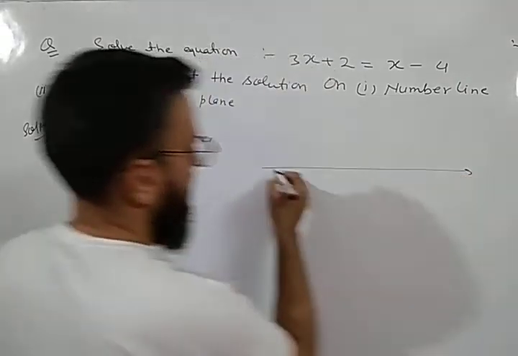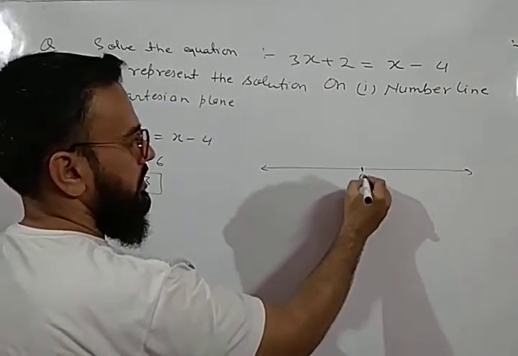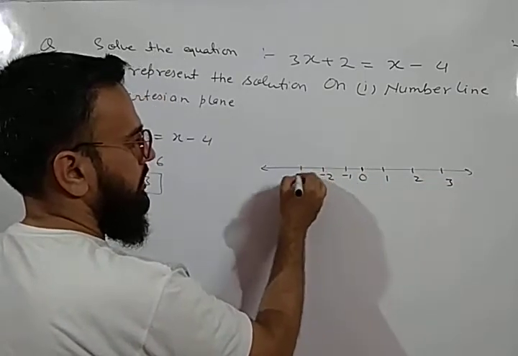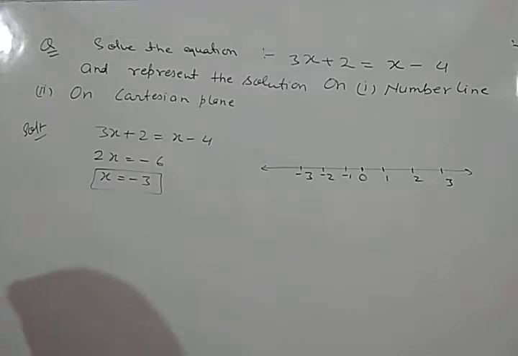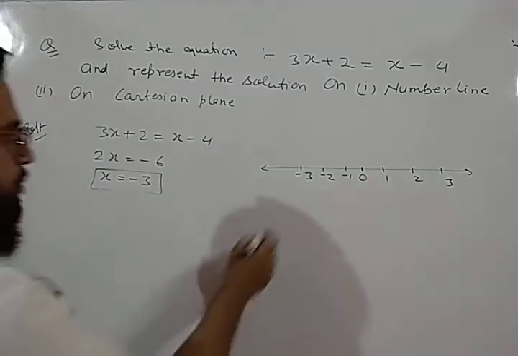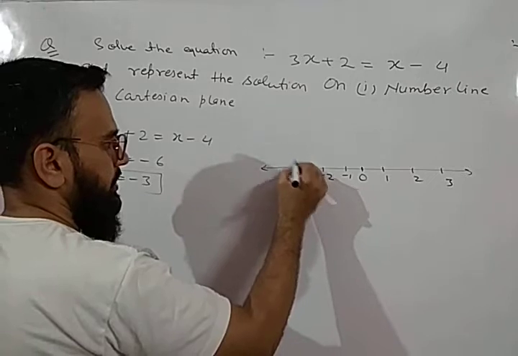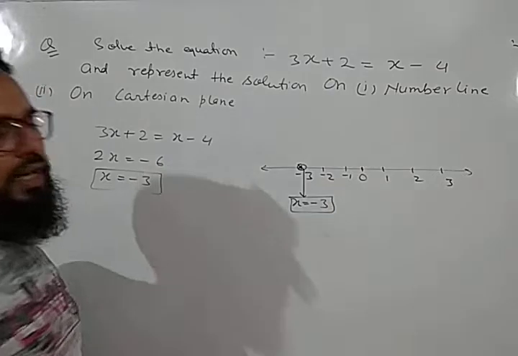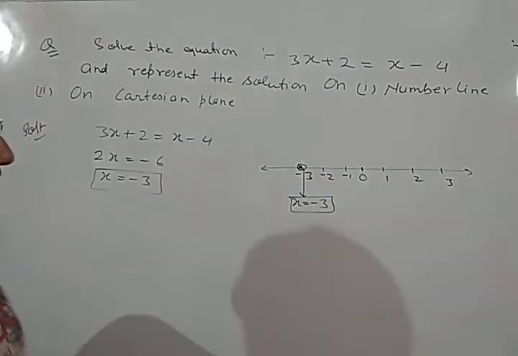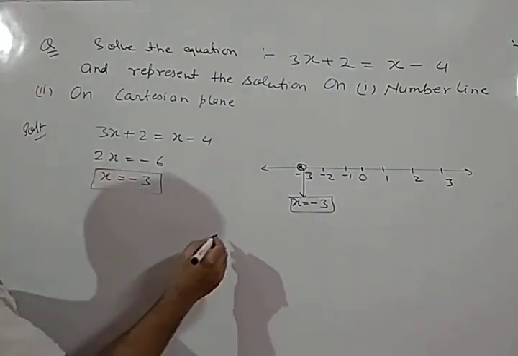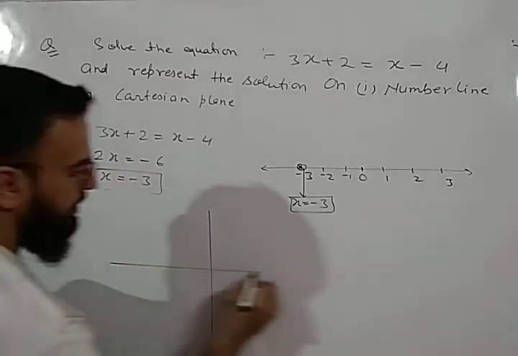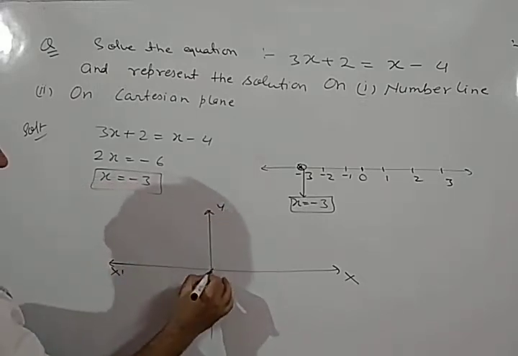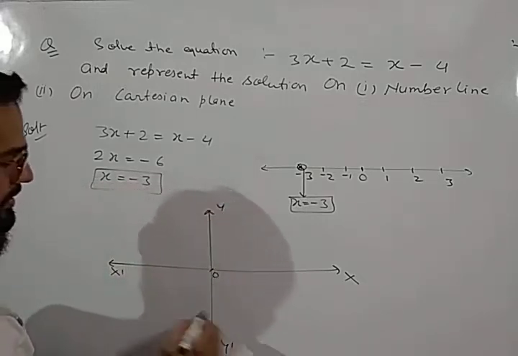You have all studied about number line. If you want to represent this number on number line, this is our number line: 0, 1, 2, 3, -1, -2 and -3. We have to represent x = -3. So this point is x = -3. So it is represented on number line. Now second, you have to represent the same solution on the Cartesian plane. So this is x-axis, negative x-axis, y-axis, origin and negative y-axis.